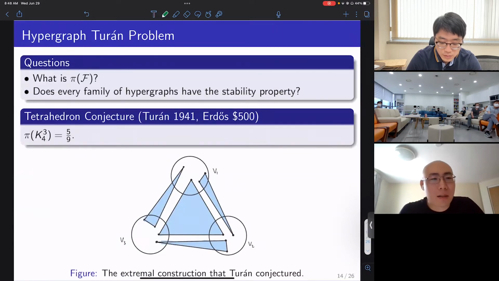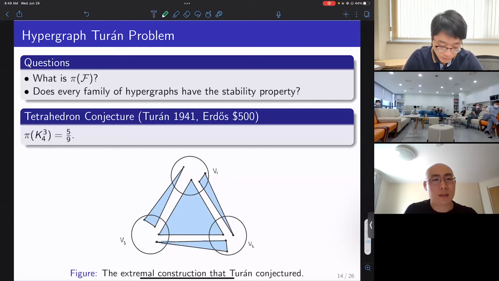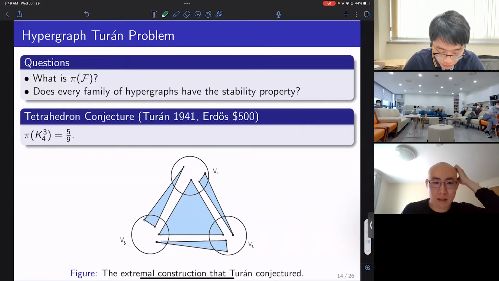Okay, now come to the main topic. So two questions we care about for Turán type of problem. The first one is what's the Turán density for any family? And the second one is what's the structure of every near extremal construction? And one of the most famous conjectures is the so-called tetrahedron conjecture. It's still open, and Erdős offered $500 if you can solve this.